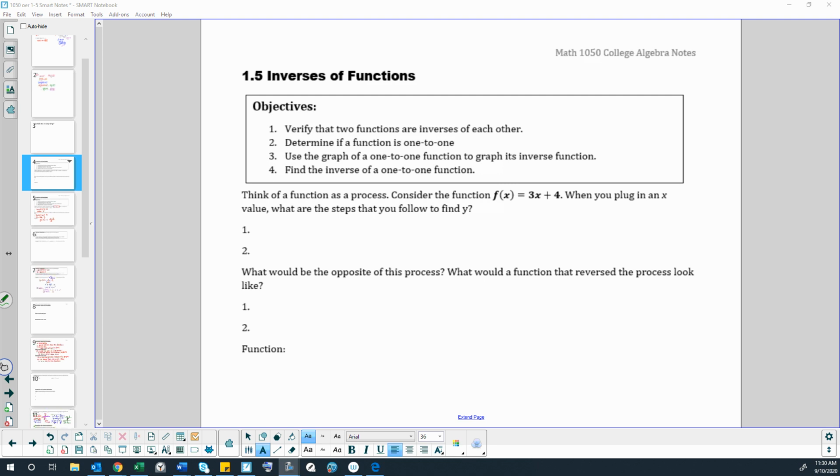So what do we do first? We plug in a number, and what do we do with that number first? So what's the first one that we're going to do? Yeah, so we multiply by 3 first. Then what? Then we add 4.